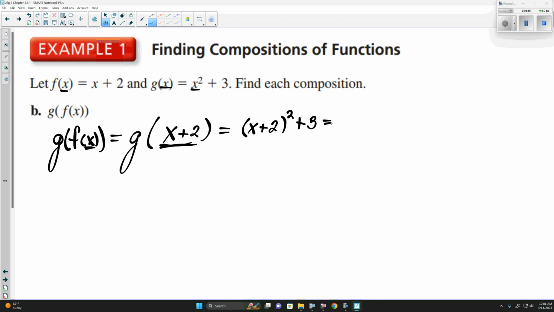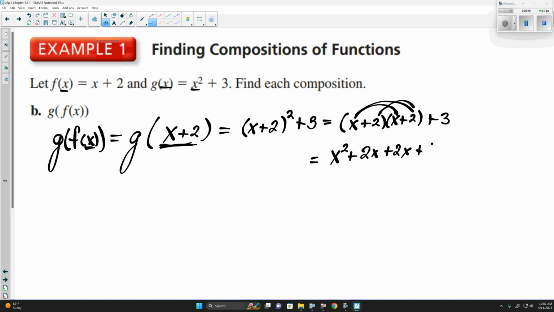Any questions on this here? Now we can simplify this, because we have x plus 2 times x plus 2, plus 3. Our x plus 2 times x plus 2, we can distribute the x. x times x is x squared. x times 2 is going to be 2x. We do the same thing with 2. 2 times x is going to be plus 2x. And lastly, 2 times 2 is plus 4, plus 3.